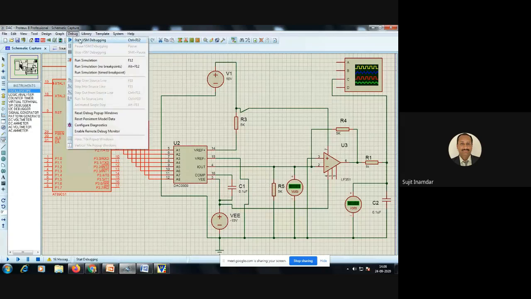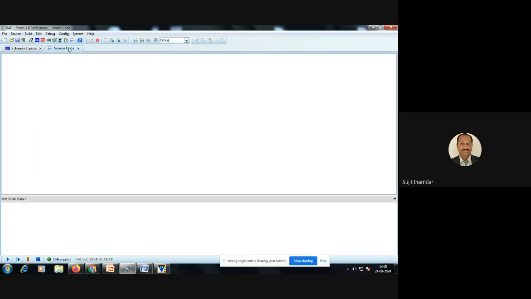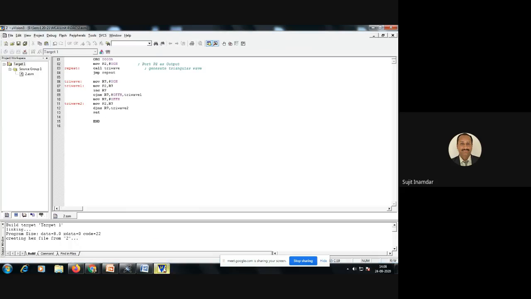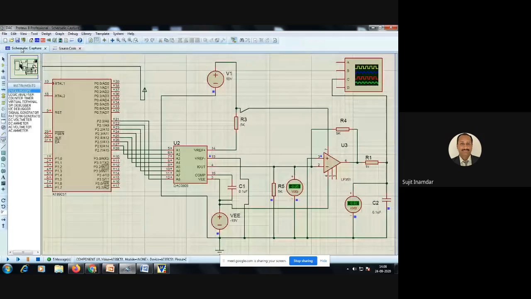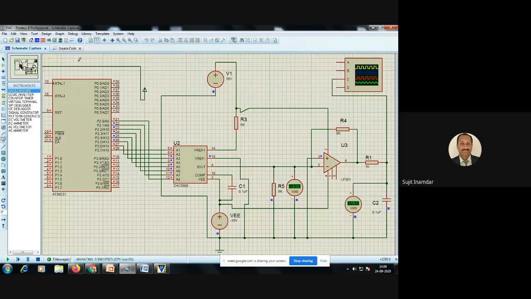When you start the debug, it takes some time. And I will run the simulation. So this is what you can observe here, that the simulation has been started. Again you can zoom in a little bit and check how the inputs are coming to the 8080, and these voltmeters are showing some readings.